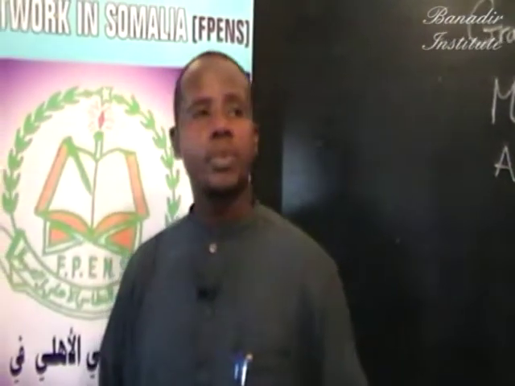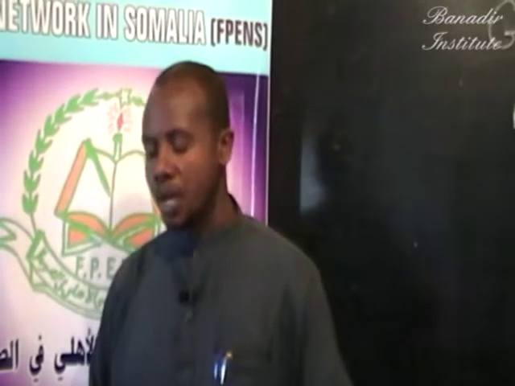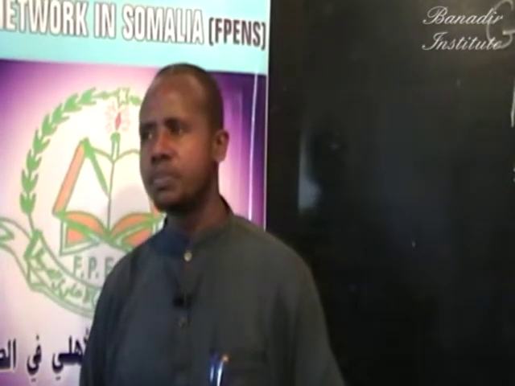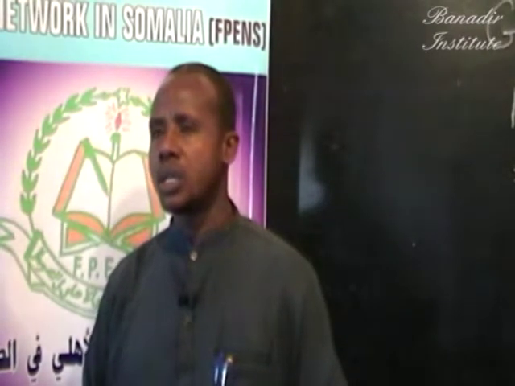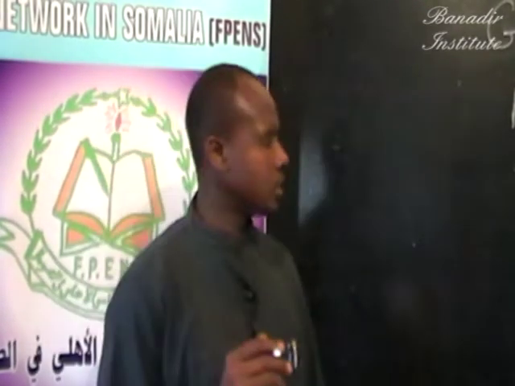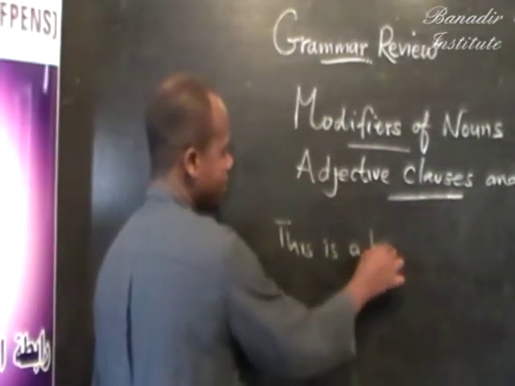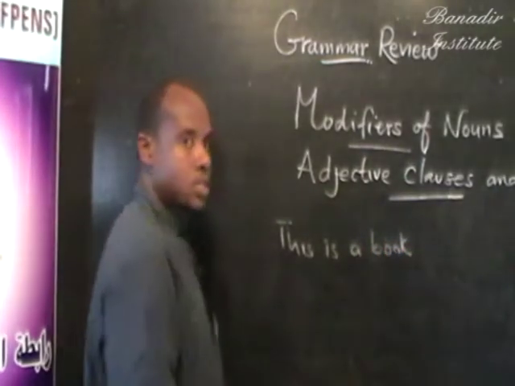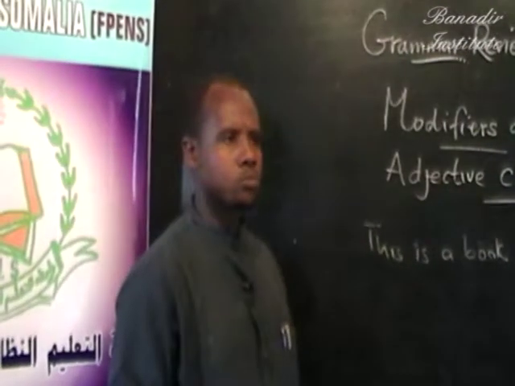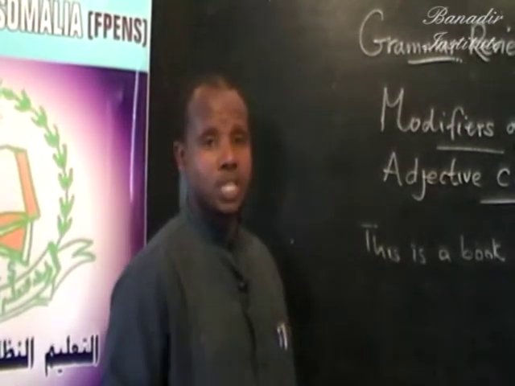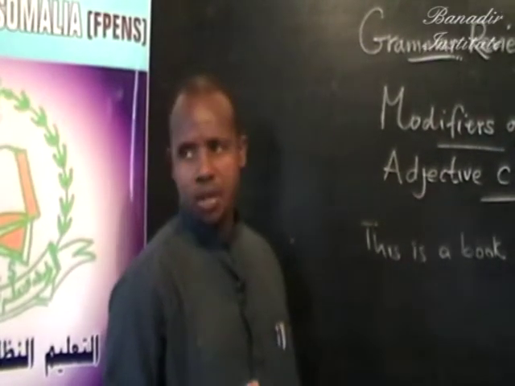So, a modifier. A modifier is a word that is used to tell us something about a noun or a verb. For example, if I say, this is a book, what kind of book is it?